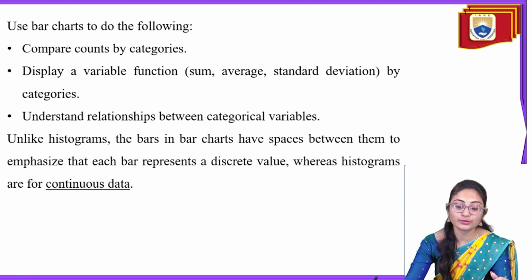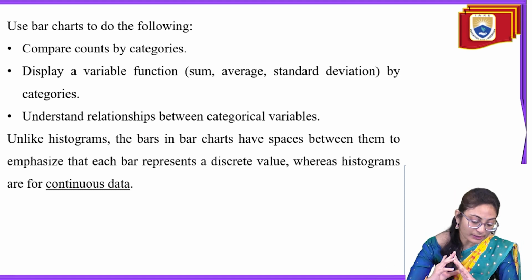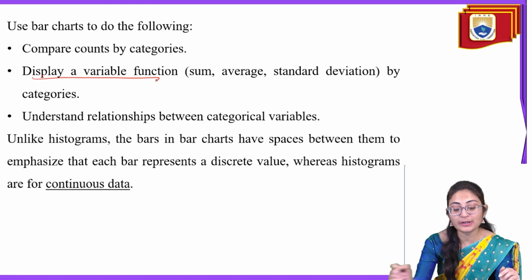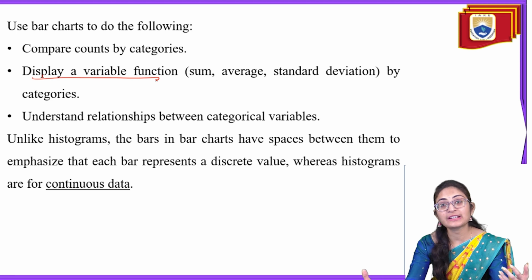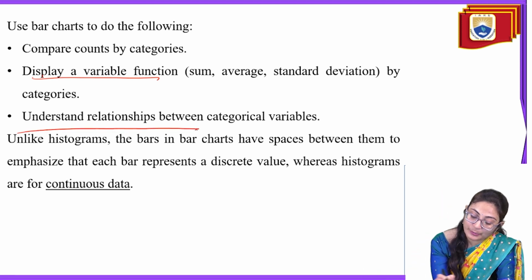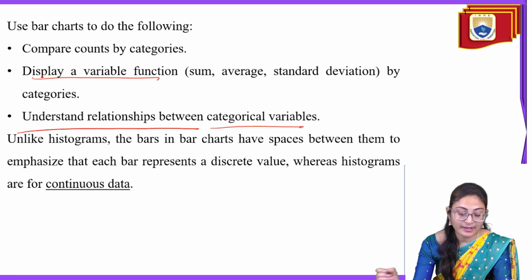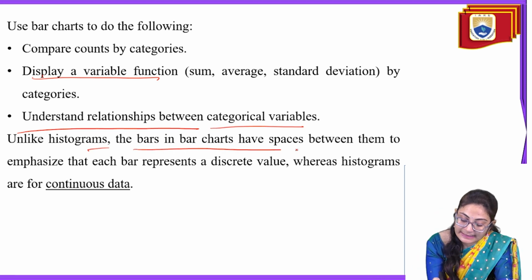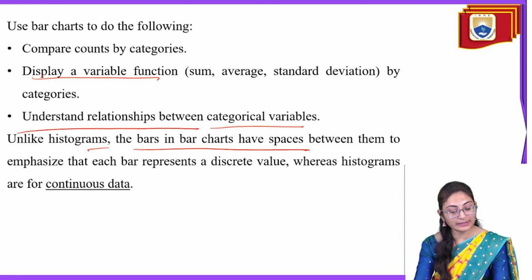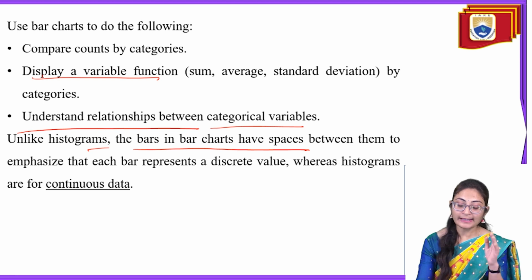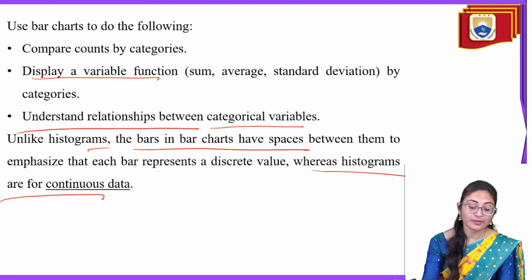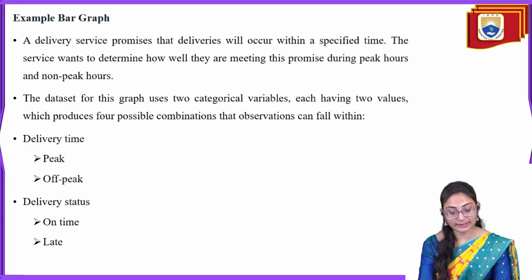Now use a bar chart to do the following: compare the counts by categories, display a summary function, that is sum, average, or standard deviation by categories, and understand the relationships between the categorical variables. Unlike histograms, the bars in a bar chart have spaces between them to emphasize that each bar represents a discrete value, whereas histograms are for continuous data.